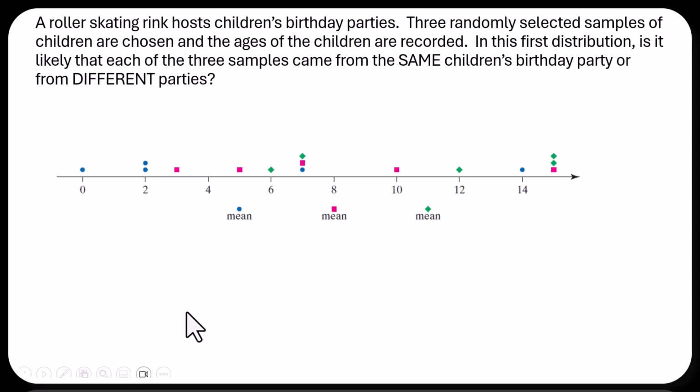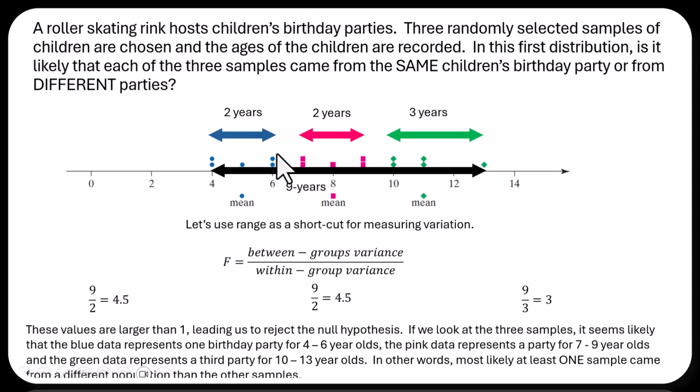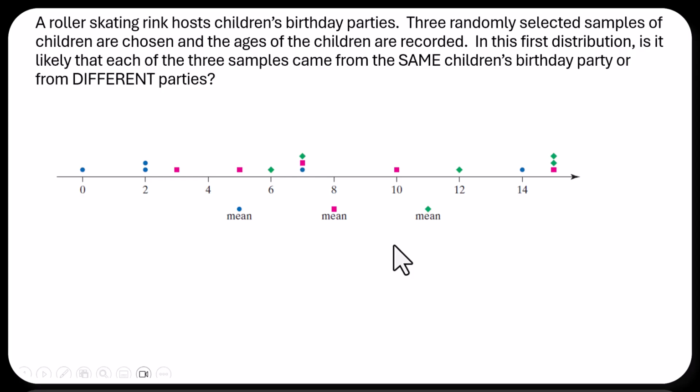So let's look at the exact same scenario where we have 3 samples from a roller skating rink. Okay, but now hopefully you can see just by looking at this cute little dot plot here that our data is very differently distributed. Let me just go back really quickly. Here, all the blue dots were clumped together, all the pink dots were clumped together, all the green dots were clumped together, and the clumps didn't even overlap. Do you see that? Now, here we have a lot of crossover. We have a lot of overlap.